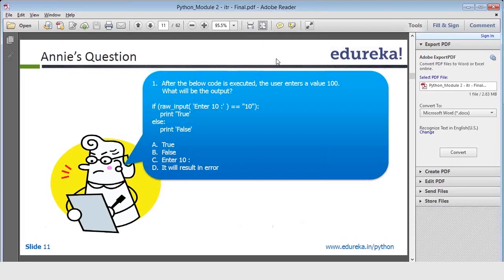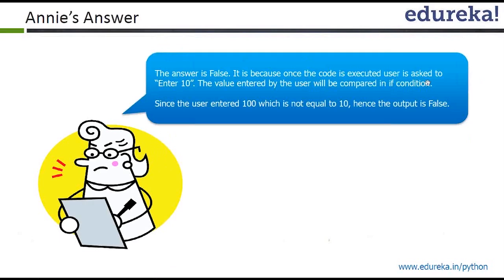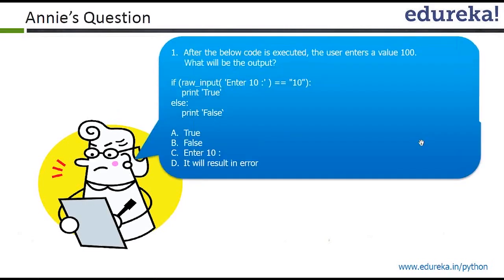Moving forward. Guys, I need your response on this. After the below code is executed, the user enters a value 100. What will be the output? Once the code is executed, the user is asked to enter a value. The value entered by the user will be compared in the if condition. Since the user entered 100, which is not equal to 10, hence the output is false.